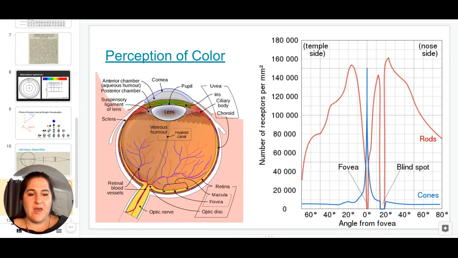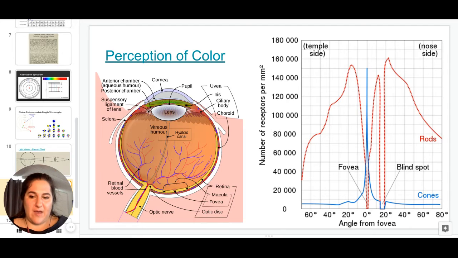Now the fovea has 0 rods. And rods are what allows us to perceive black and white. Cones are what allow us to see color. So at the fovea, there are 0 rods and there are a significant amount of cones.